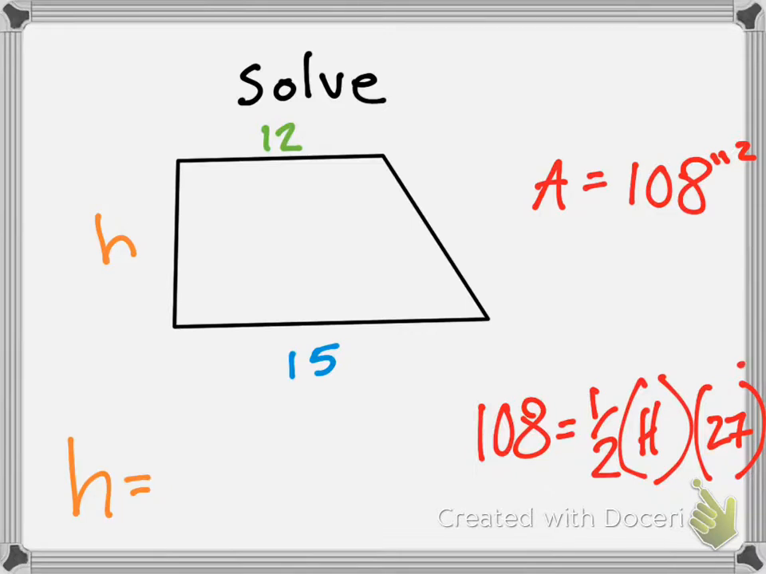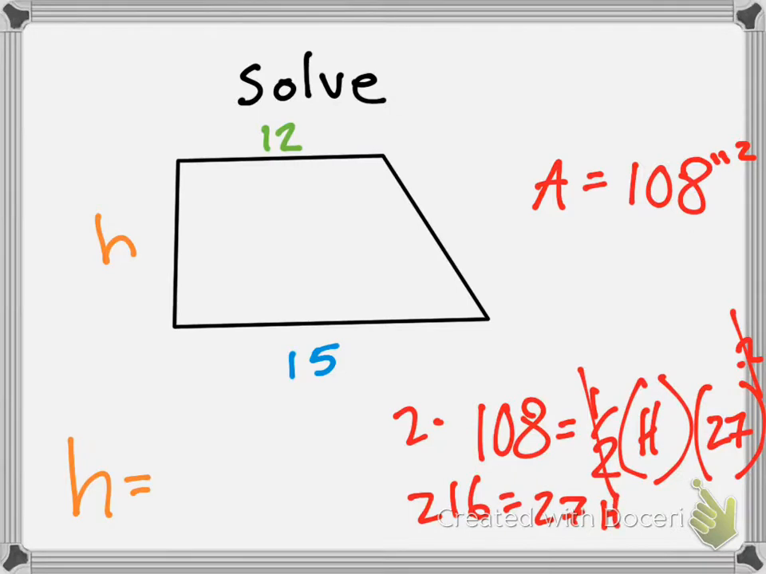I'm going to multiply each side by 2 to get rid of that half, right? Let's get rid of that half. I don't want to multiply half by 27. That's going to get me a decimal. I don't want to do that because I don't want to divide by a decimal. So I'm going to multiply each side by 2 to get rid of this half. 108 times 2. Who can tell me 108 times 2? Liam. Perfect. 216 is equal to 27h.